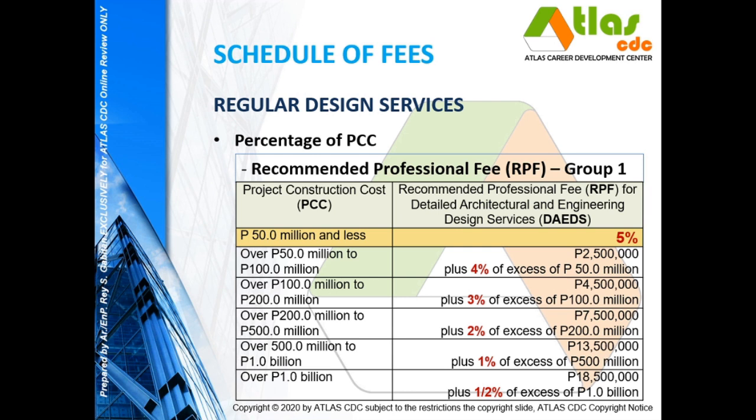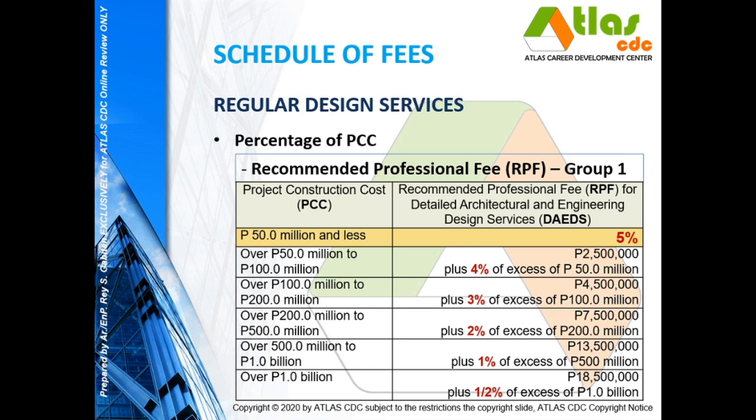Over 100 million to 200 million, yung excess sa 100 million will be at 3%, at yung susunod naman over 200 million to 500 million range, all the excess above 200 million will be computed at 2%, and over 500 million to 1 billion, all the excess above 500 million will be computed at 1%, and if the project construction cost is over 1 billion, then all the excess over 1 billion is computed at 0.5%.